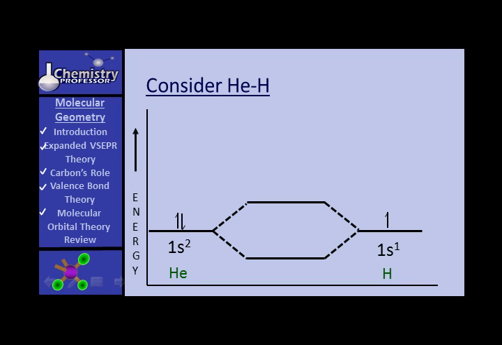Is it feasible? Suppose we have a container of helium gas, and into this we release a few hydrogen atoms, if we can do that. Let's say we can. When the hydrogen atoms collide with the helium atoms, will they form a molecule? Well, let's look at the energy considerations. On the left we have helium, 1s2. On the right we have hydrogen, 1s1.